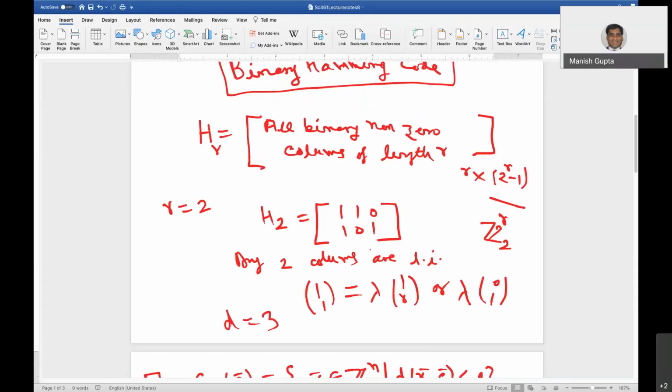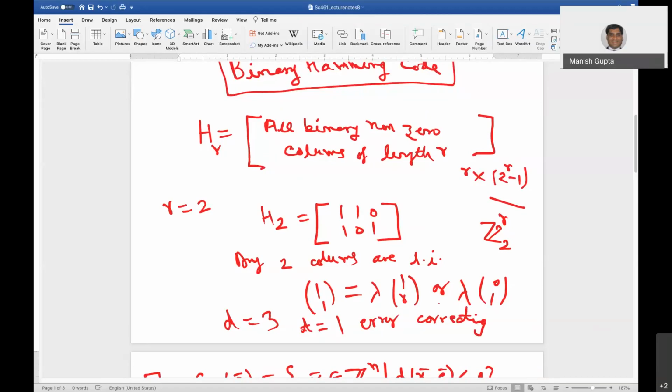If we take 3 columns, then they are dependent. For example, this plus this gives the first column, right? If we sum 1 0 plus 0 1, we get 1 1. So 3 columns are dependent, but any 2 columns are linearly independent. No matter which 2 columns I take, they are not multiples of each other. So the minimum distance d turns out to be 3. If the minimum distance is d, what is t? How many errors can it correct? 1. So it's 1 error correcting.